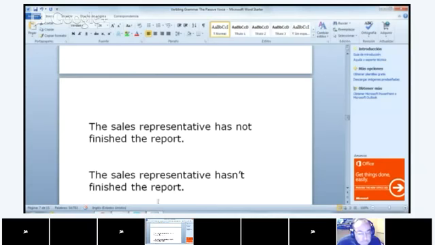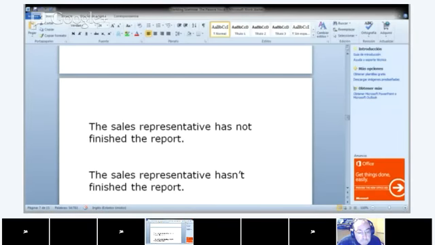Now, can you express these two ideas in the passive voice? The report has been finished. The report hasn't been finished. Yeah. Please, could you repeat that? The report has not been finished. Excellent. Yes, right? It has been finished by someone.